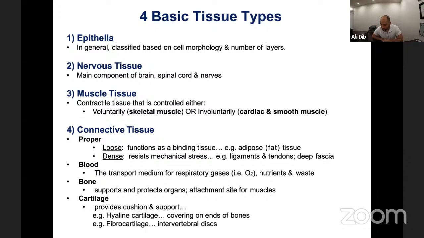And then we have dense, proper connective tissue, which resists mechanical stress. So those are things that support our joints, support our muscles, like ligaments, tendons, and deep fascia. And we're going to get into a lot more detail of that later on. We have bone, and bone has a lot of function. It supports and protects our organs. So our rib cage, for example, protects our lungs and our heart. But more importantly, they are a site for attachment for muscles to which our body can act and move.